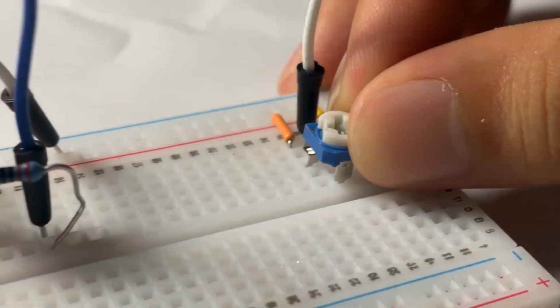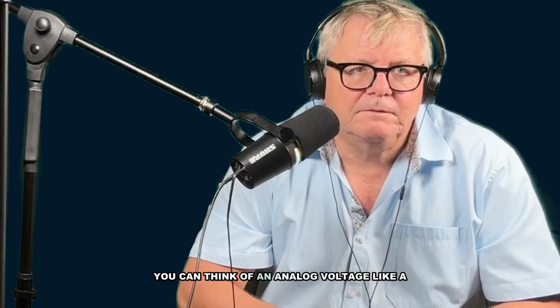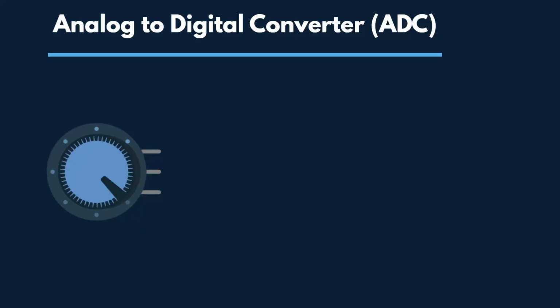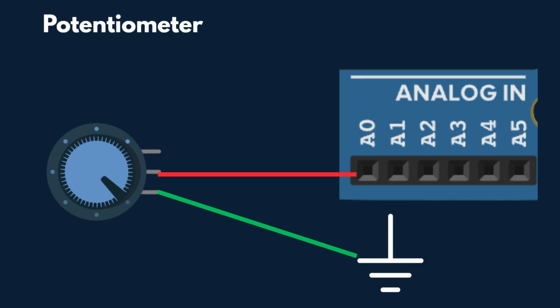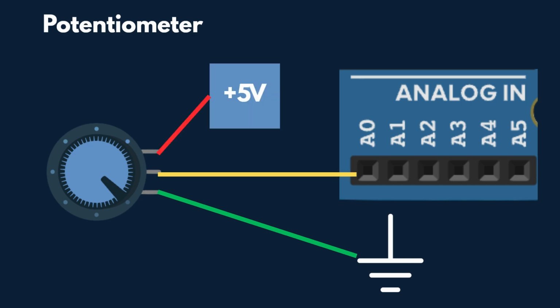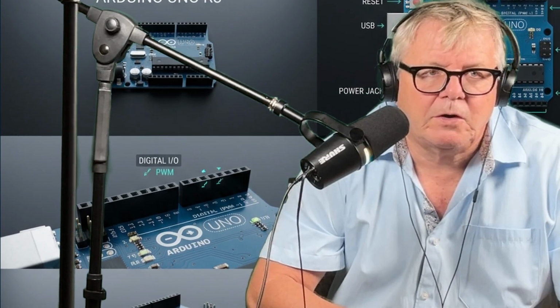So let's go inside the Arduino and wire up a potentiometer so we can see exactly how that analog voltage becomes a number and how that number can control the brightness of an LED. Voltage is analog. You can think of an analog voltage like a real number. A potentiometer is basically a variable resistor with 3 terminals. One goes to 5 volts, one goes to ground, one goes to an analog input on the Arduino. We will use A0 in this example. A0 is one of the 6 analog input pins on the Arduino card.